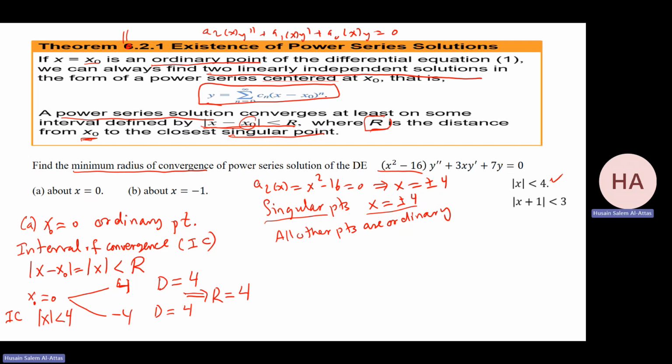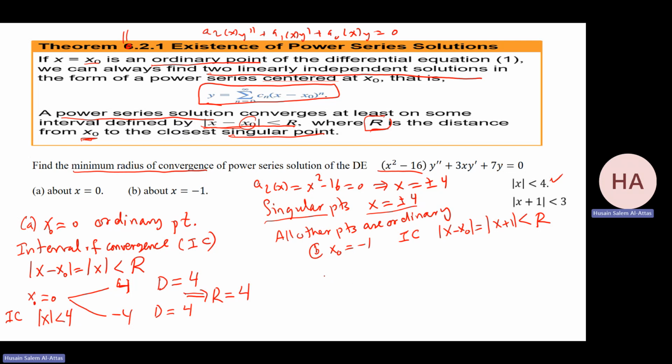Okay. Now let me move to the next one. Part B, x0 equal minus 1. So what's my interval of convergence? It will be x minus x0, which is x minus minus 1. That will be x plus 1 less than capital R. What is my capital R?